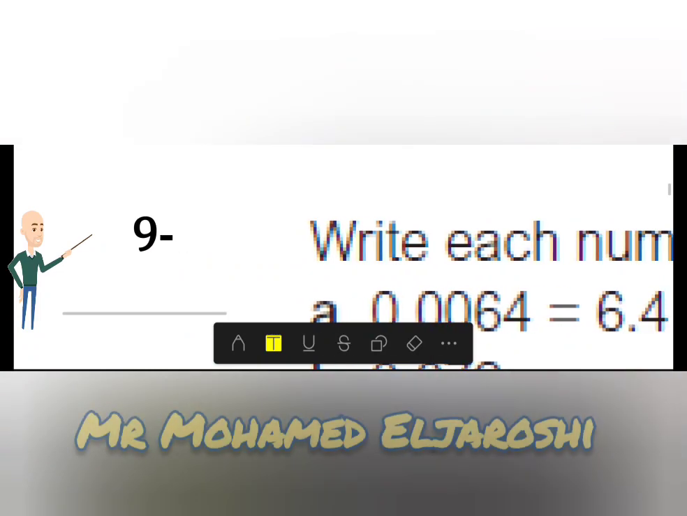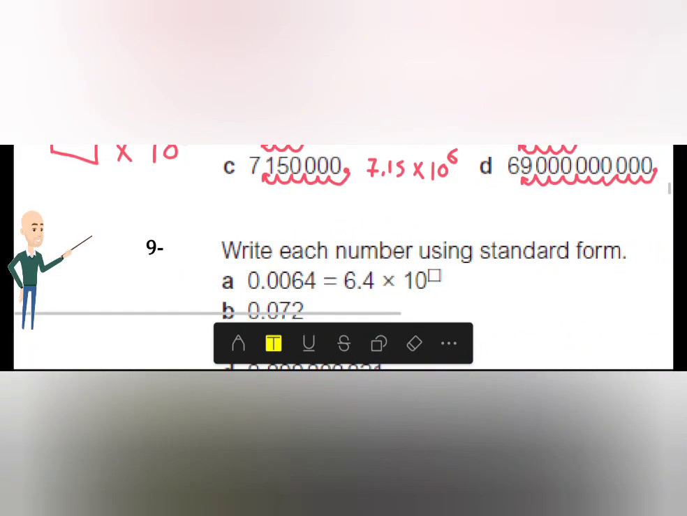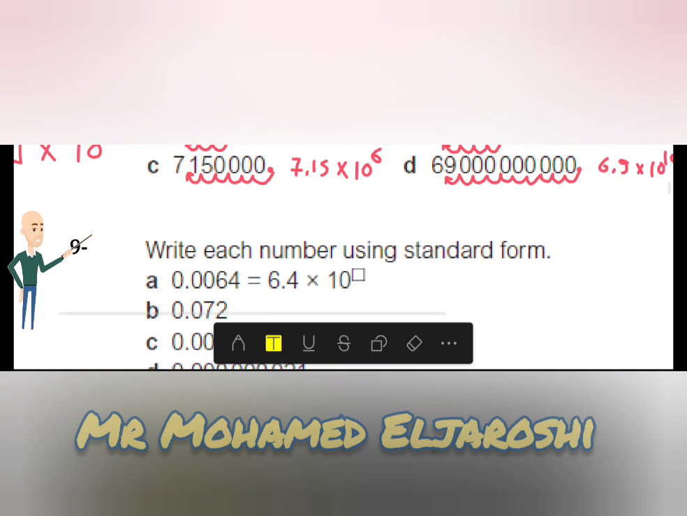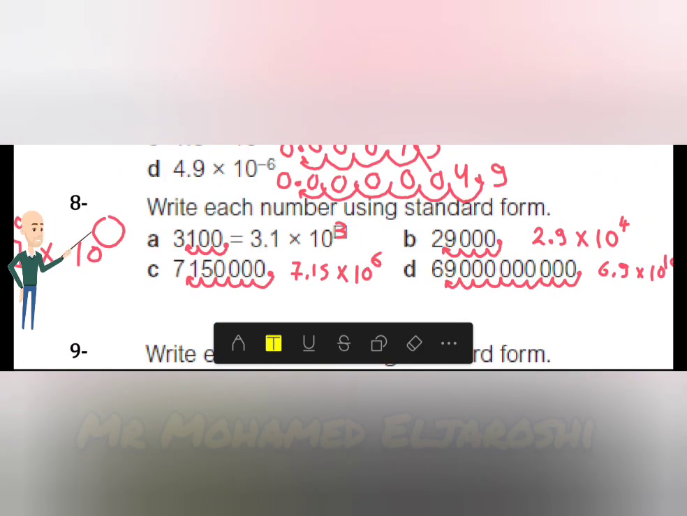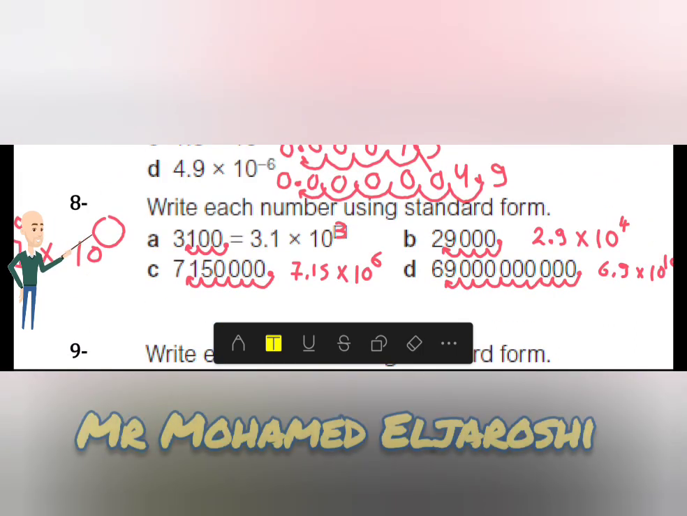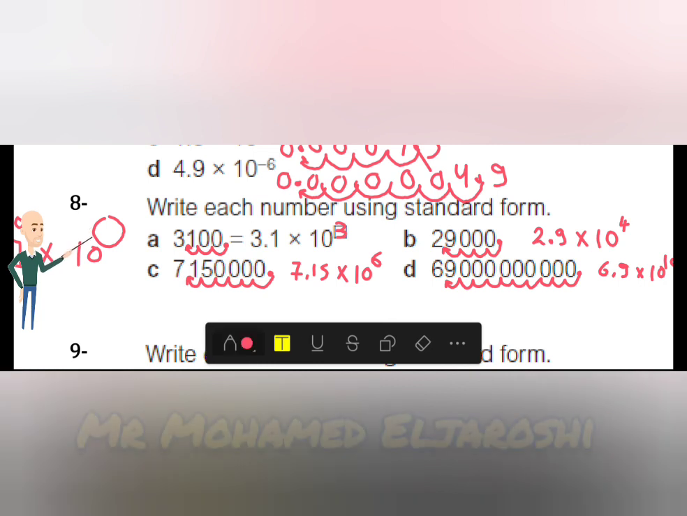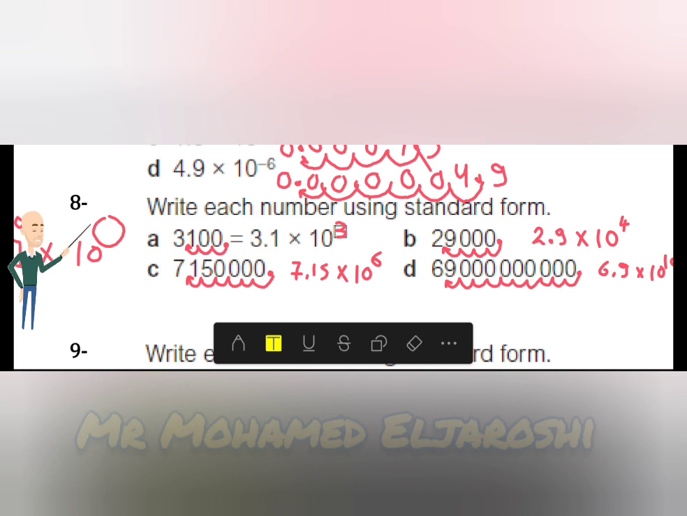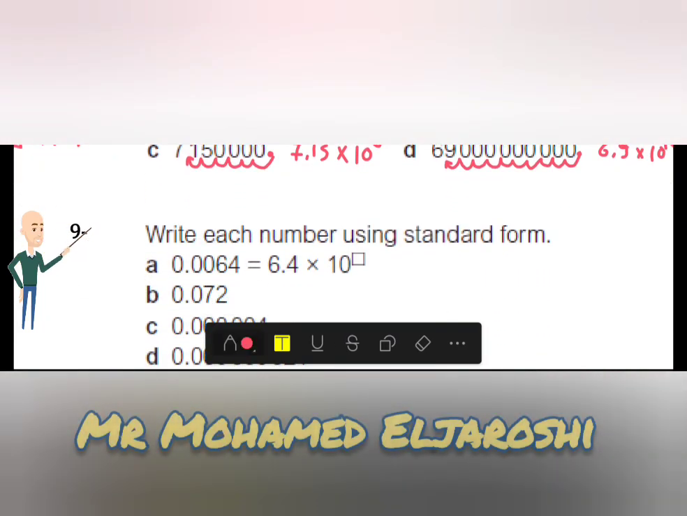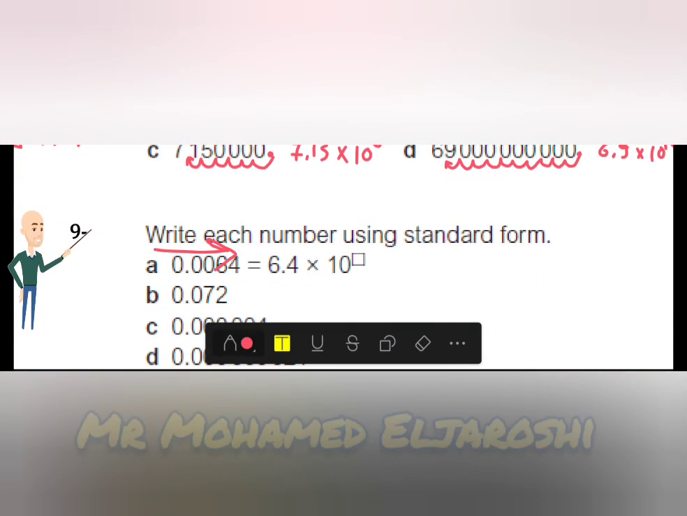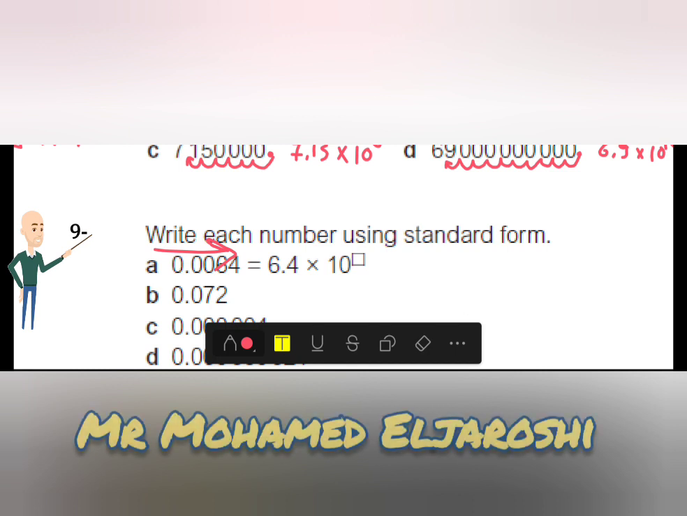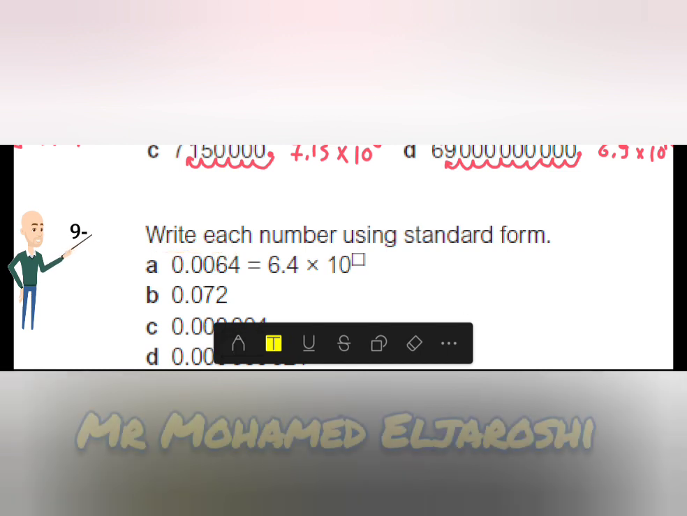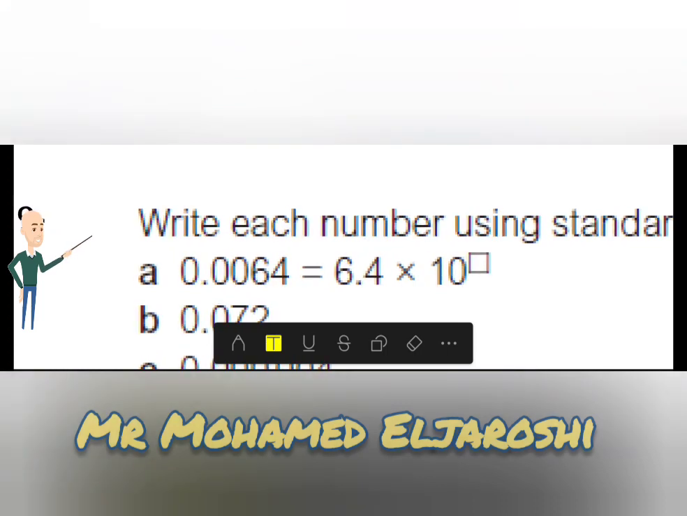Question 9. In question 9, write each number using standard form. Now, in the first one, question 8, we used positive power because we're moving this way with the decimal point. Now, in question 9, it's the opposite way. We're going to move this way. So the power will be negative. Now, let's check one of the questions and we will understand the idea. Let's take a look at A here.